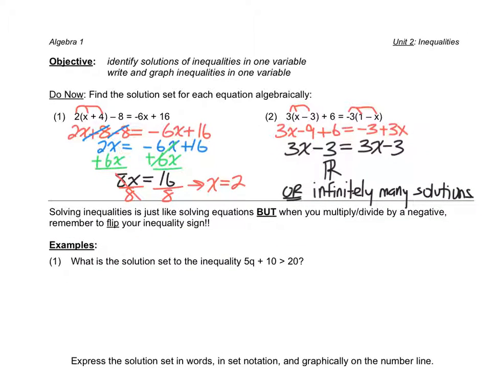The only time you get no solution with a linear equation is if you have a contradiction of some kind, where the x's cancel and you get 2 equals 0. But that's not true. 2 does not equal 0. So therefore, nothing will work to make equality.